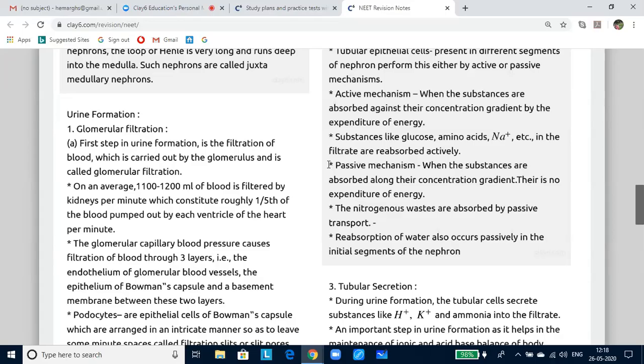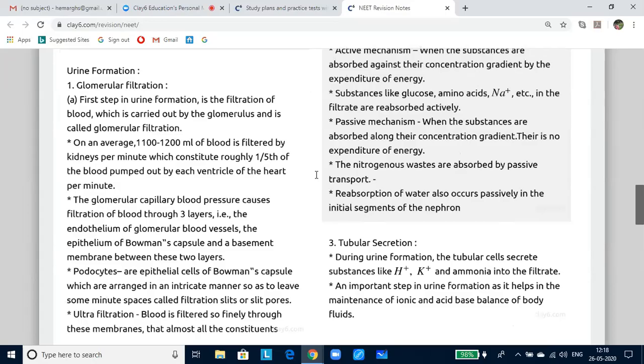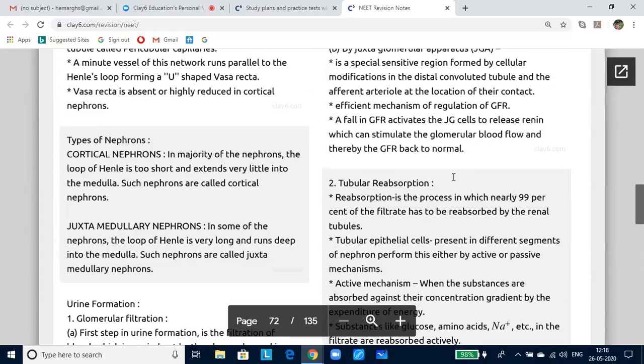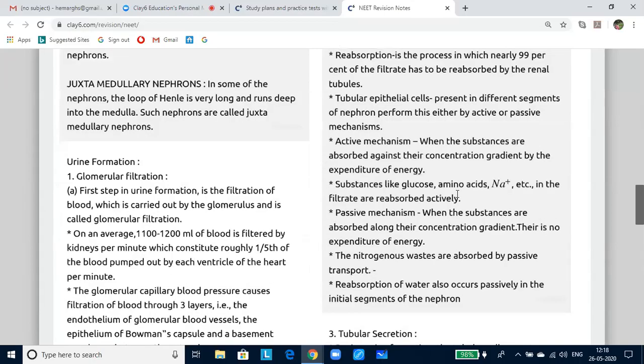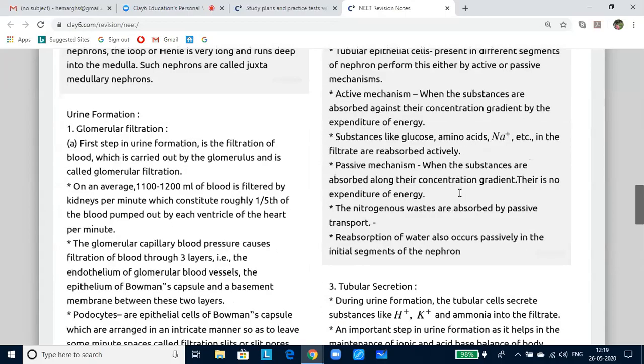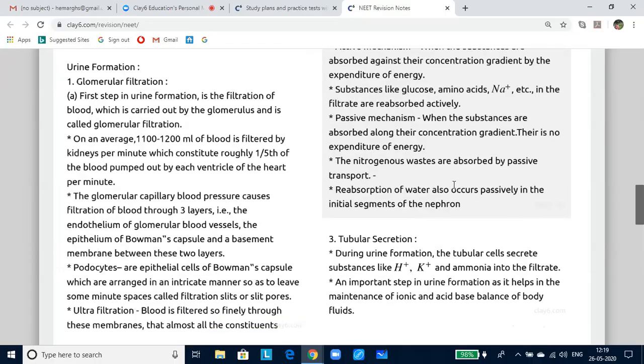Now let us look into the next step, that is reabsorption. About 99% of the filtrate is usually reabsorbed by the renal tubules, and this is called reabsorption. Tubular epithelial cells in the nephron carry this out by passive and active mechanisms. For example, glucose, amino acids, sodium, etc. are reabsorbed actively, and nitrogenous wastes are absorbed by passive transport.